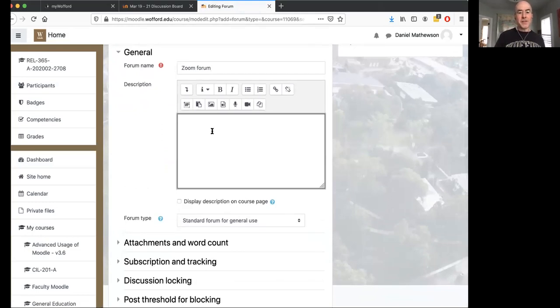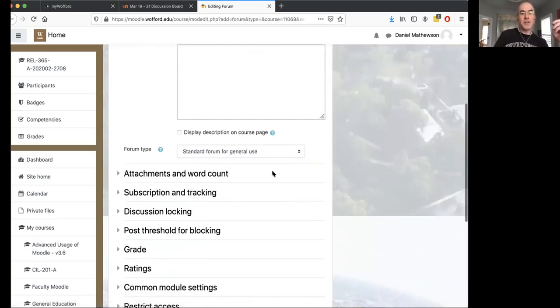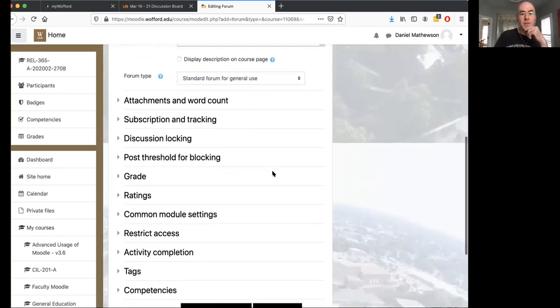If you type something in the description here, you have to click on this box here, and then it will show whatever you type here on your main Moodle page. I never do that because it just clutters up my main Moodle page. Now here's the different forum types that I was telling you about.